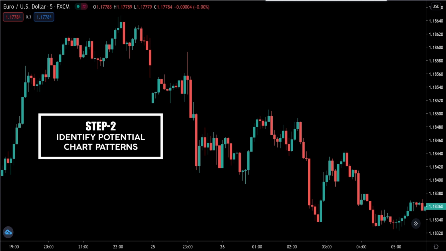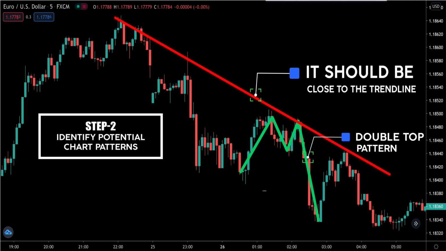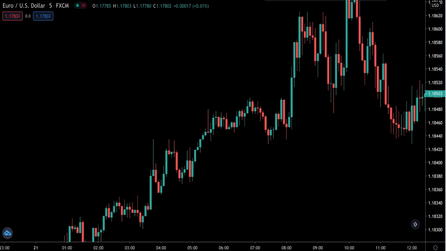either the double bottom or double top pattern. You want to be sure to identify those that happen close to the trend line. When the chart pattern appears, the trend line helps you stay confident that you are trading in the right direction. Here's an example to drive home the point.